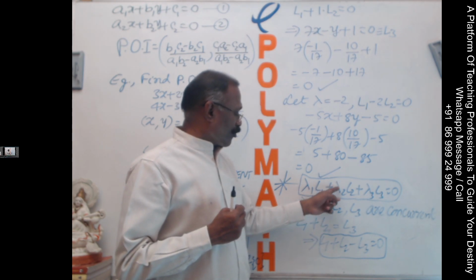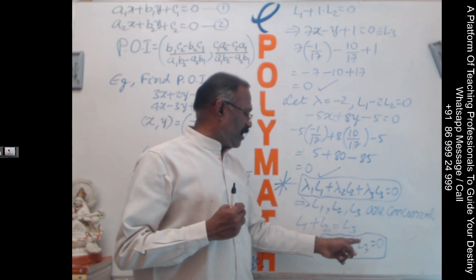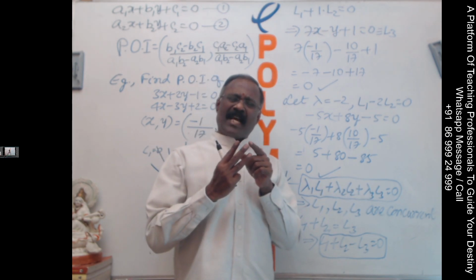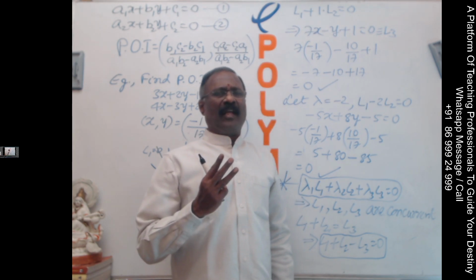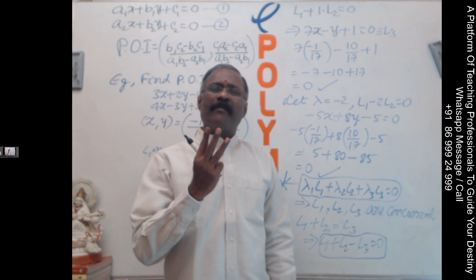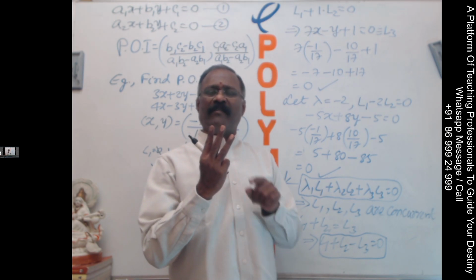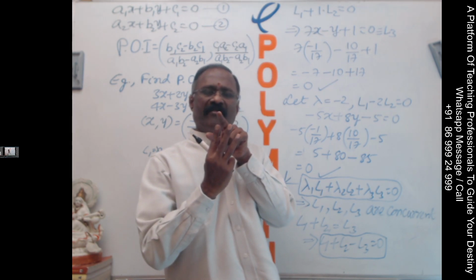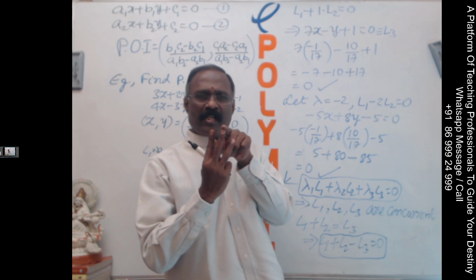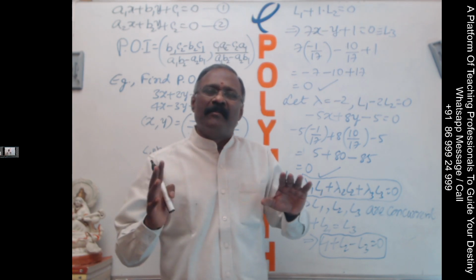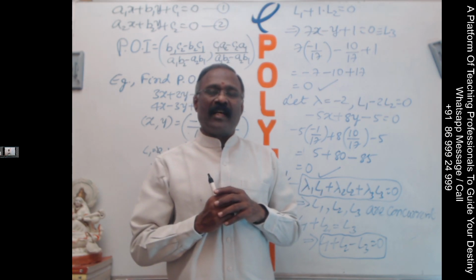What is lambda 2 here? 1. What is lambda 3 here? Minus 1. So, if three lines are there, L1, L2, L3, if you are able to write a linear combination or linear relation between these three such that lambda 1 L1 plus lambda 2 L2 plus lambda 3 L3 is equal to 0, you can confirmedly say that those three lines are concurrent.